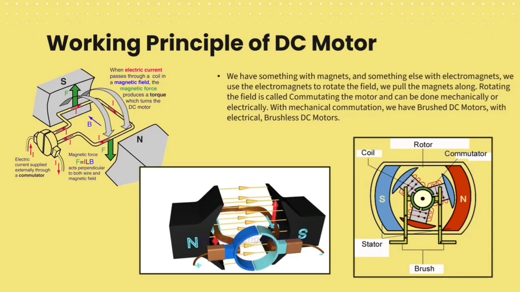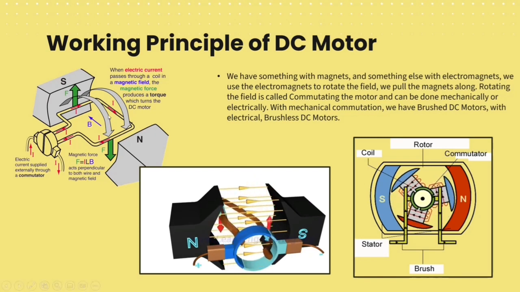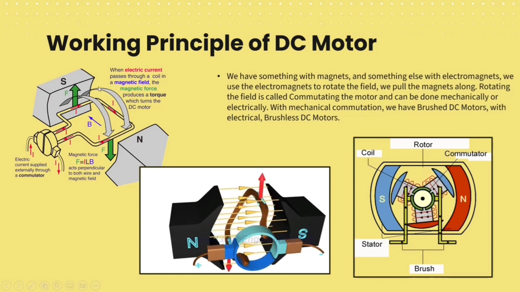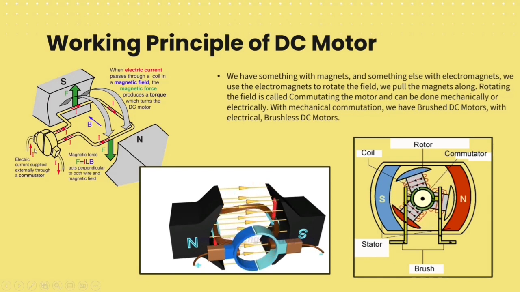Working principle of the DC motor. Before we discuss BLDC, let's talk about the DC motor. So we all know about the coil between the permanent magnets. This coil has some current. We give a voltage between these terminals, and there is some current.